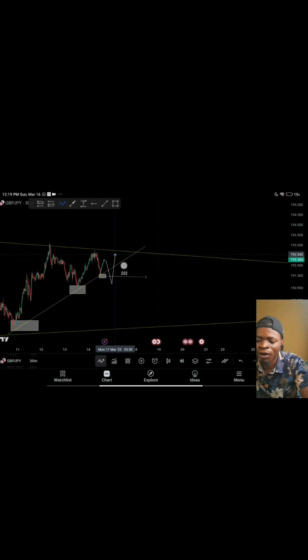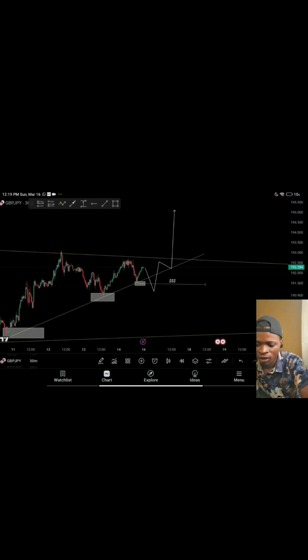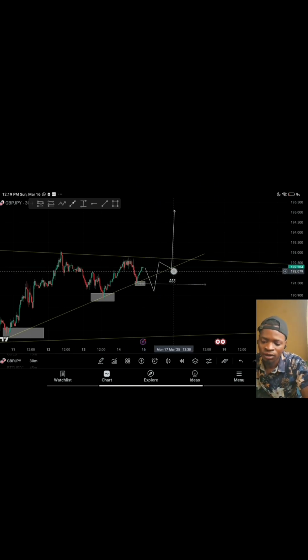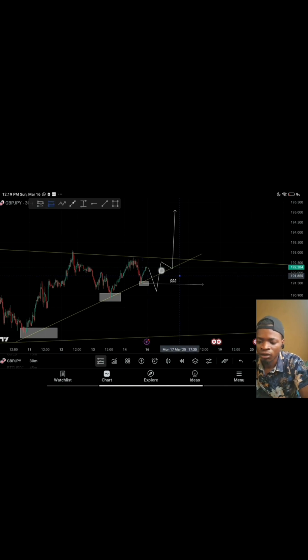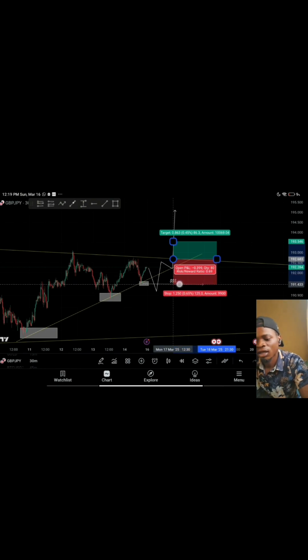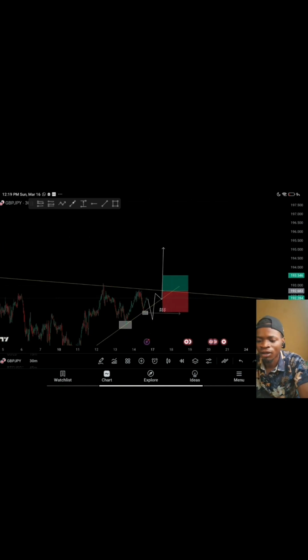This is a very high probability setup. Price will fake out as if you want to sell, sweep this liquidity at this low here, go up, give us a retest at this place, then buy. So this is our analysis on Gbpjpy. We should buy from here, and always remember to use risk management, because no trading style is 100% sure. Always apply your risk management.